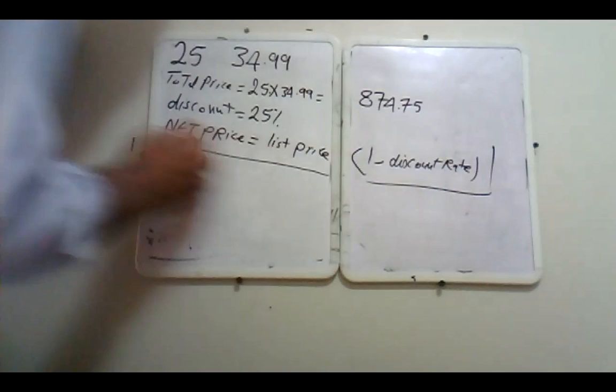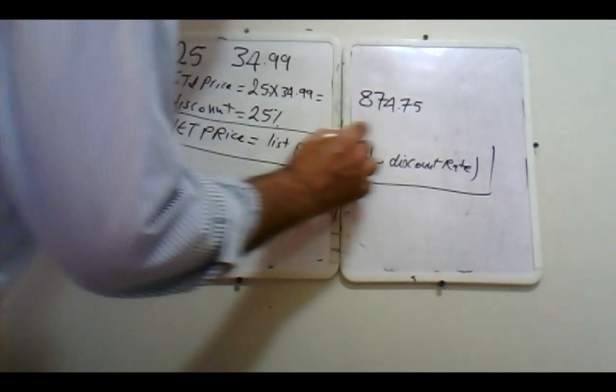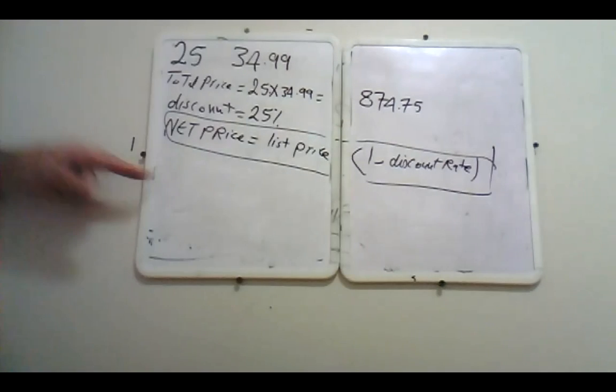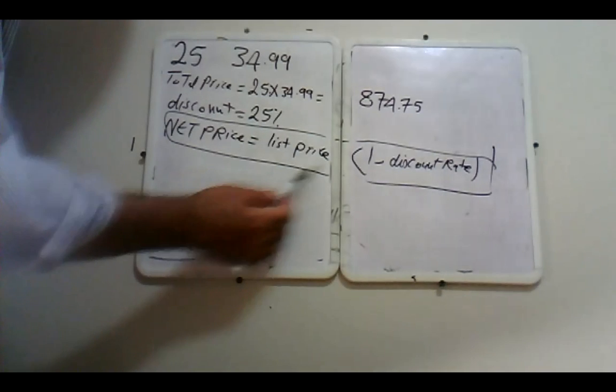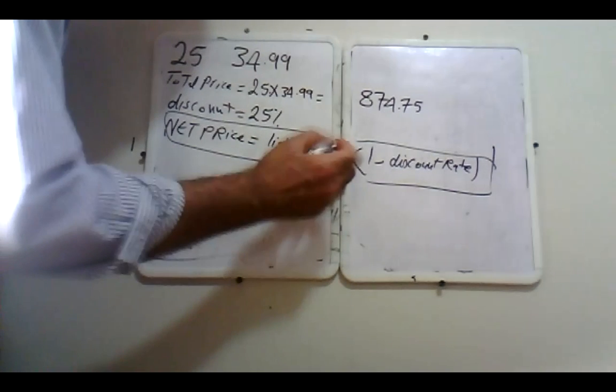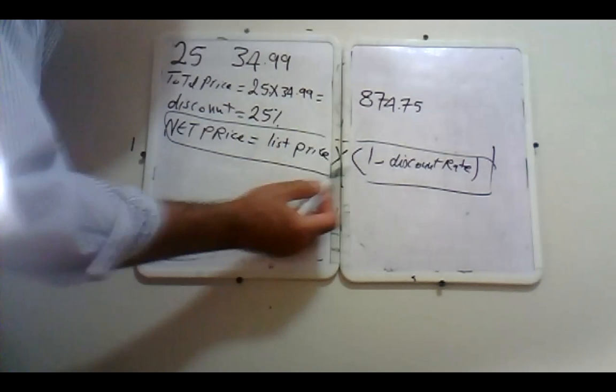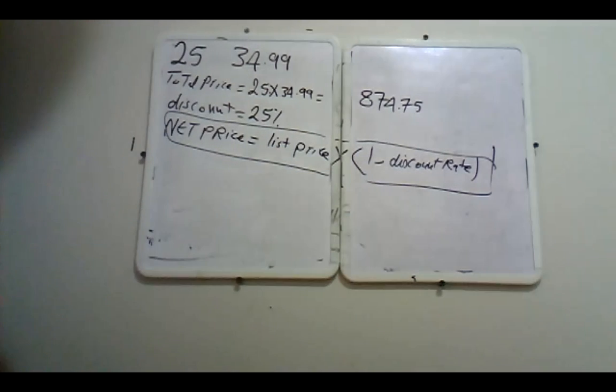Again, this is the rule. Like you see here, the net price equals the list price multiplied by 1 minus the discount rate.